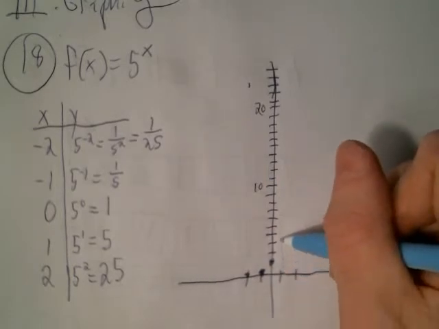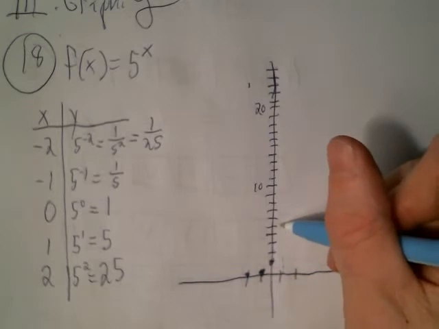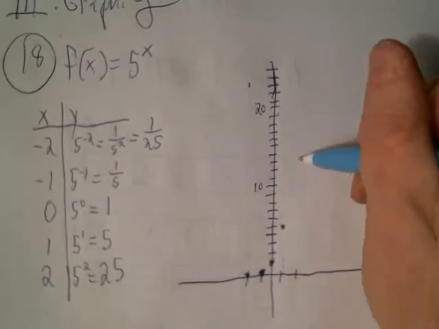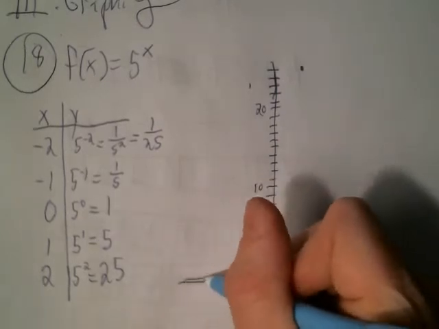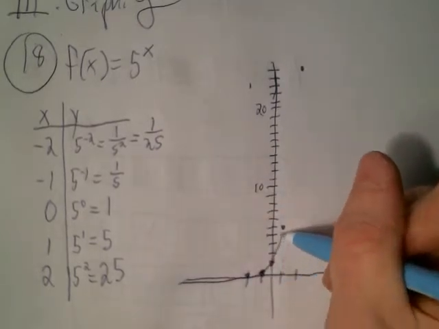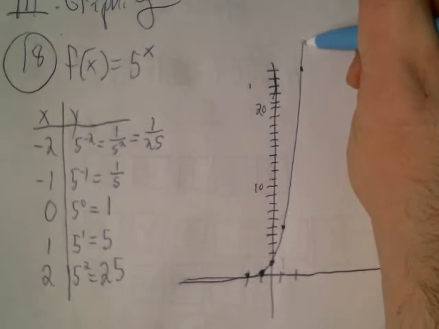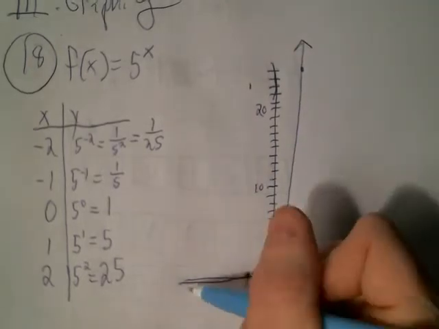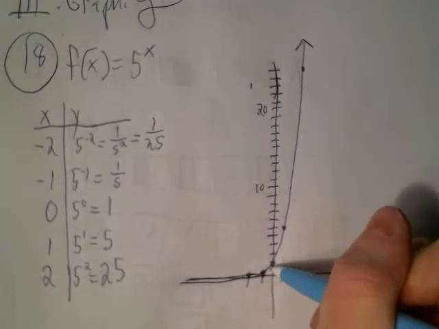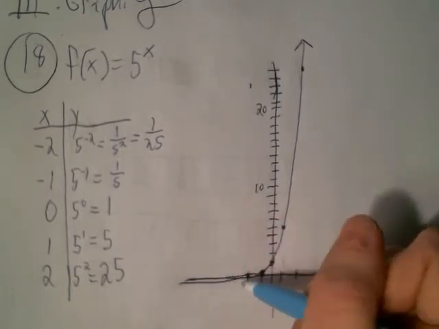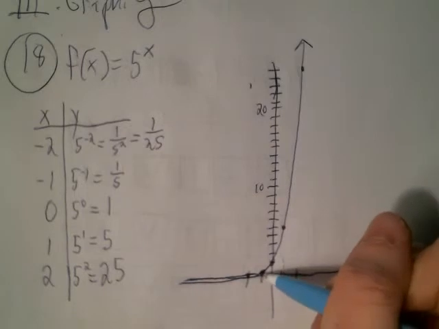1 is 5. 1, 2, 3, 4, 5. And then 2 is 25. So if you've ever heard the phrase, it grew exponentially, this is exactly what they're talking about. Okay, it grows really fast. It starts out, the speed at which it increases isn't very fast in the beginning.